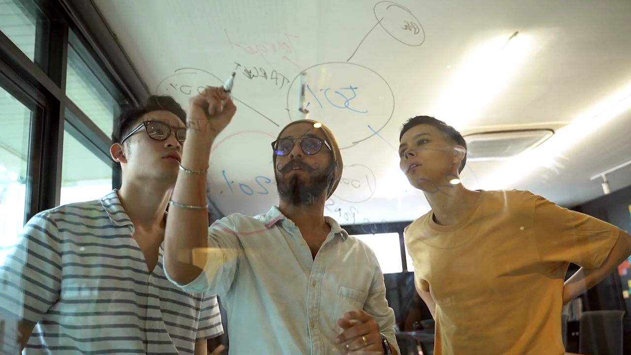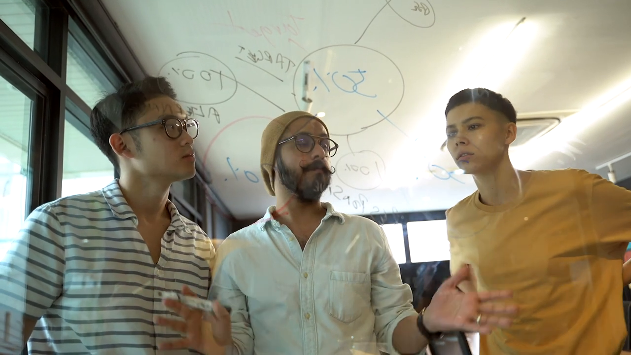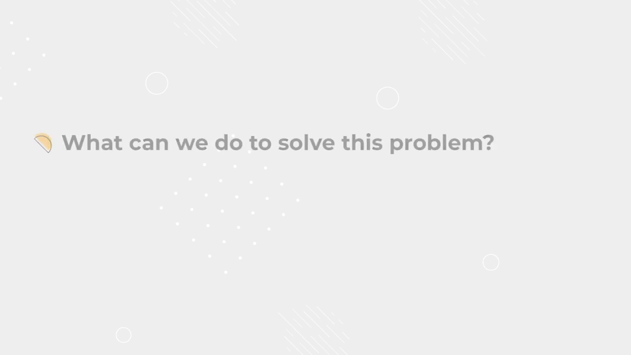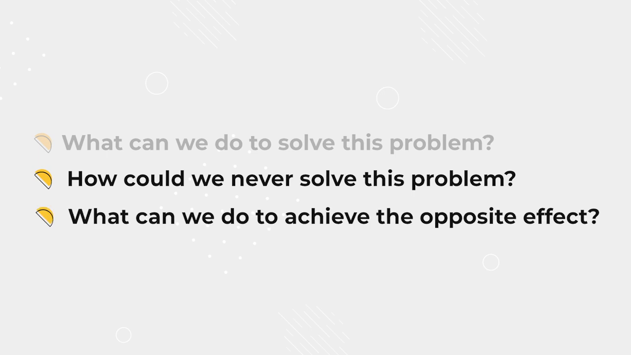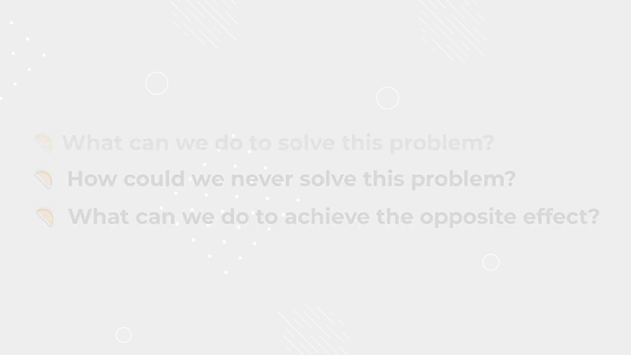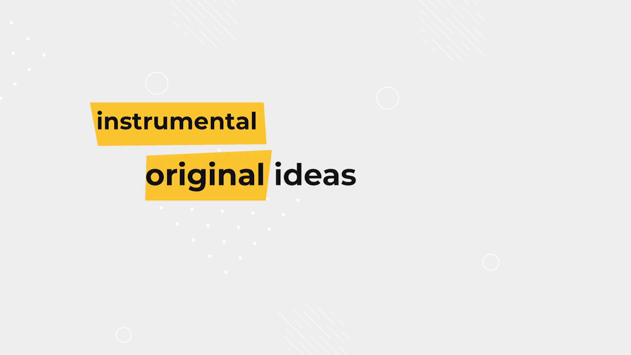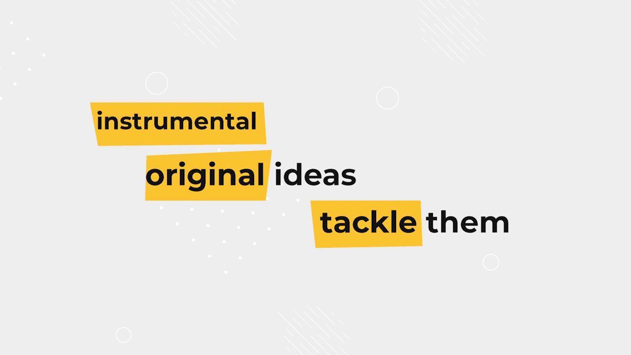So how does this work? In a reverse thinking creativity session, participants do not ask direct questions like, "What can we do to solve this problem?" Instead, the discussions start by asking a reverse question, such as, how could we never solve this problem? Or, what can we do to achieve the opposite effect? This brainstorming technique can be instrumental in making you realize your current state. And this way of thinking results in generating original ideas on how to tackle them.